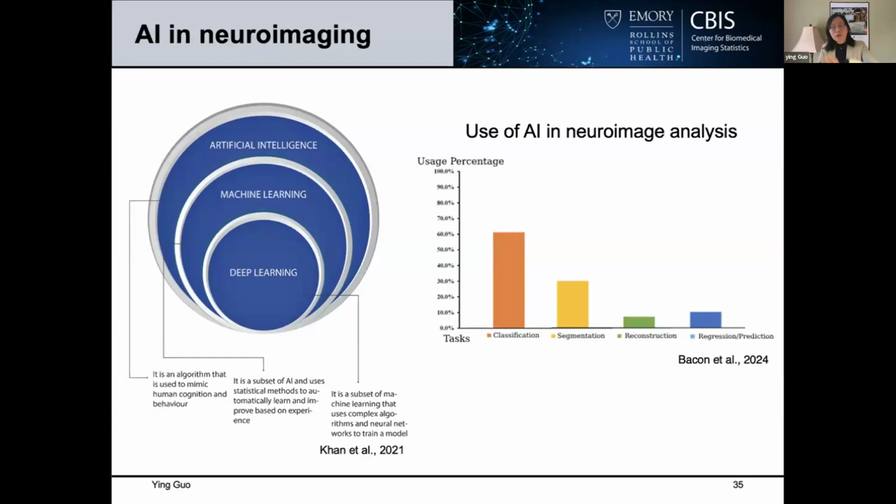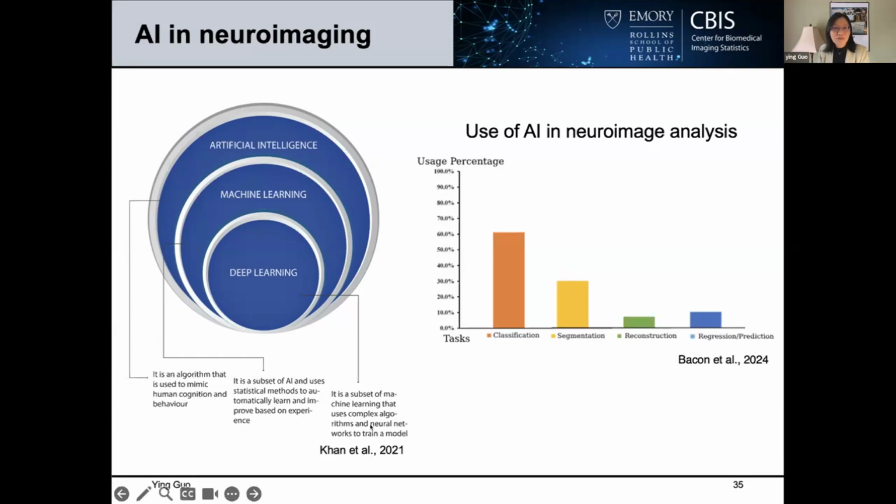Next, for the rest of the talk, I'm going to concentrate on AI in neuroimaging. In recent years, AI has caught a lot of attention in the neuroimaging community, because it has shown great promise in other scientific fields. People have already found that AI can also generate some very exciting new findings for neuroimaging. Just to clarify the different terminologies, AI, machine learning, and deep learning are all used a lot in the field. So what do they mean exactly?